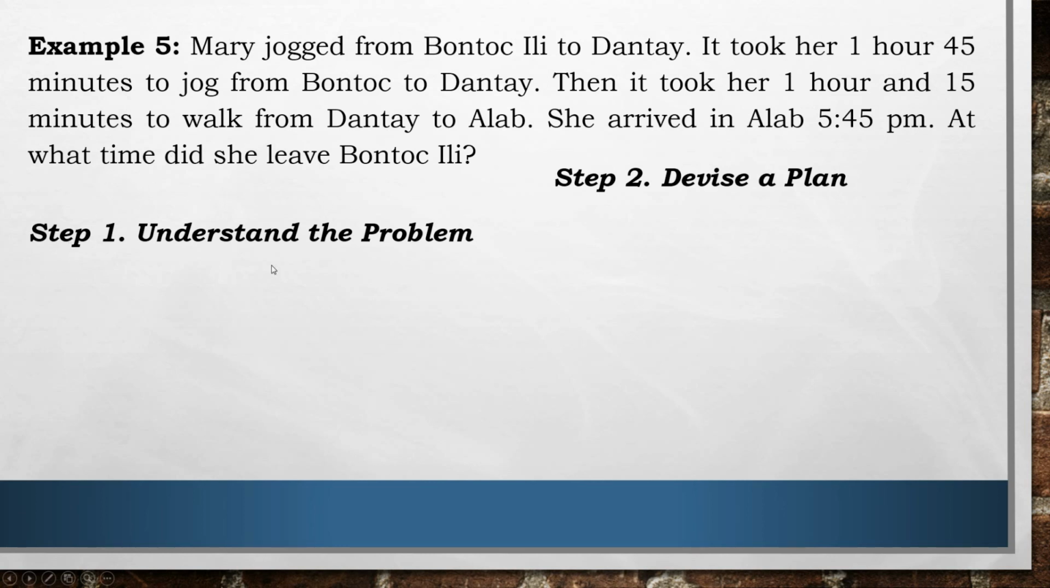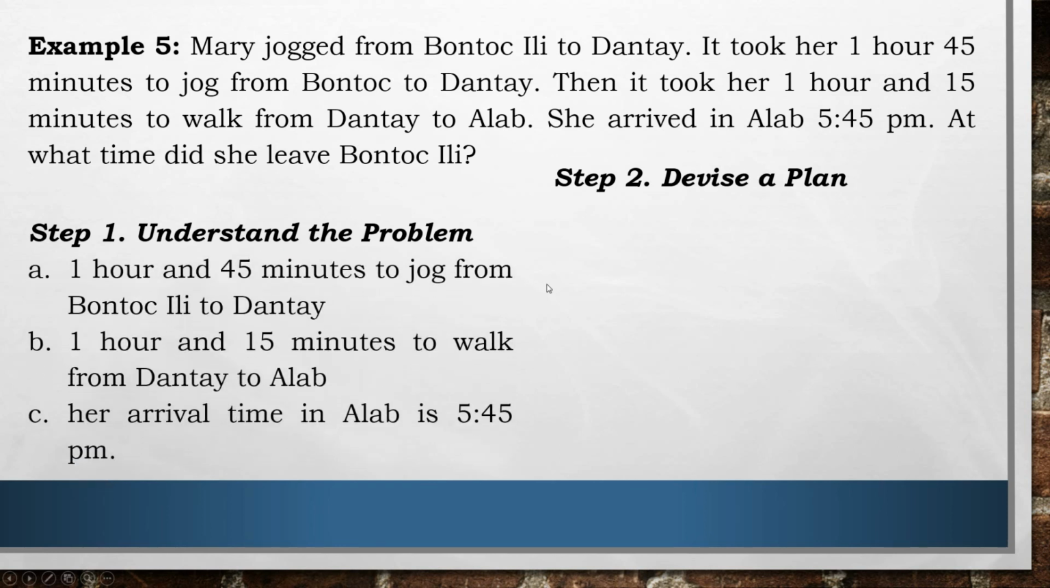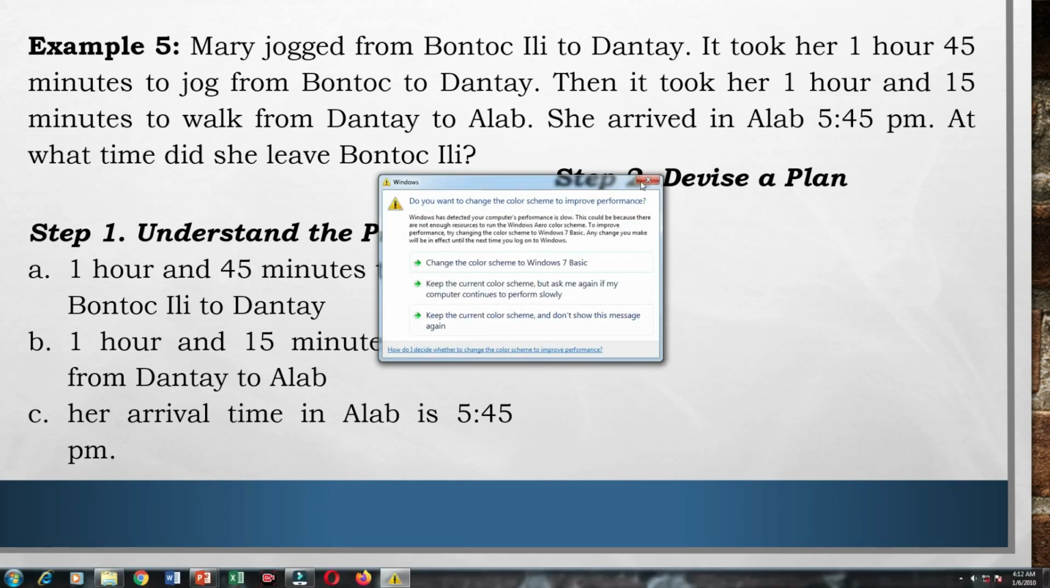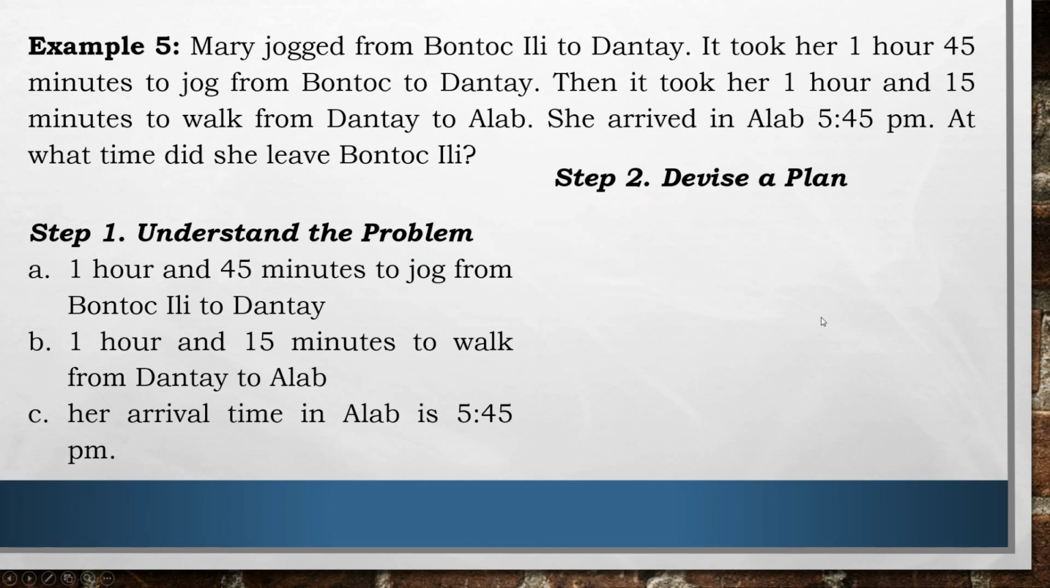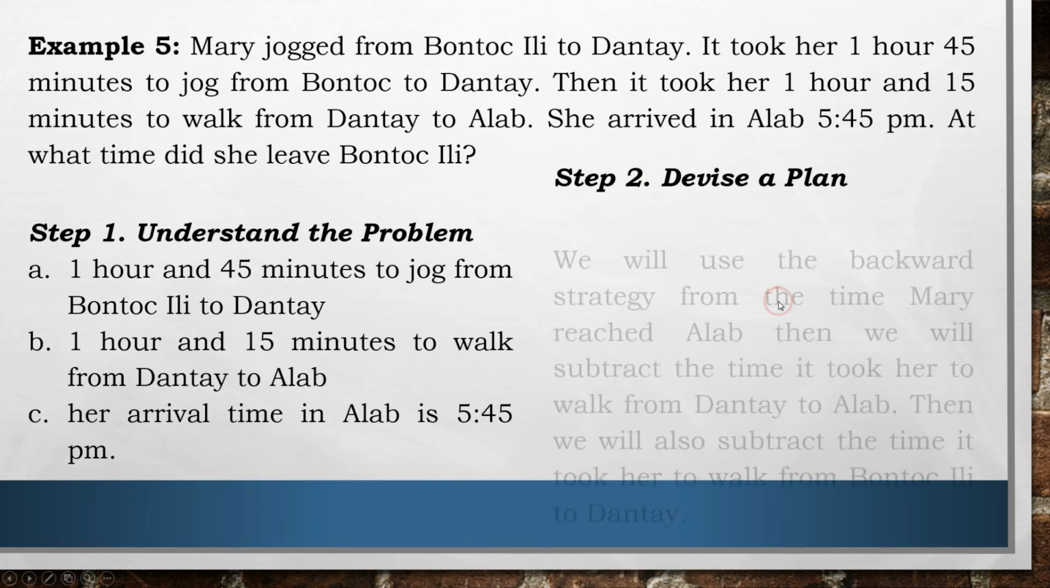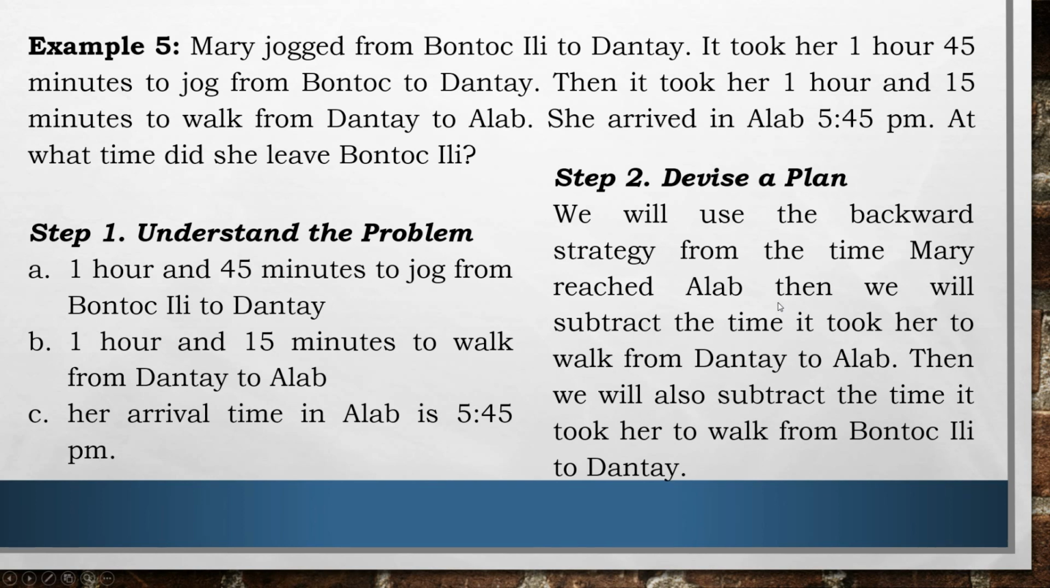So step 1, we have to understand the problem. 1 hour and 45 minutes to jog from Bontoc Ili to Dantay. 1 hour and 15 minutes to walk from Dantay to Alab. And her arrival time in Alab is 5:45 p.m. So we devise a plan. We will use the backward strategy from the time Mary reached Alab. Then we will subtract the time it took her to walk from Dantay to Alab. Then we will also subtract the time it took her to jog from Bontoc Ili to Dantay.